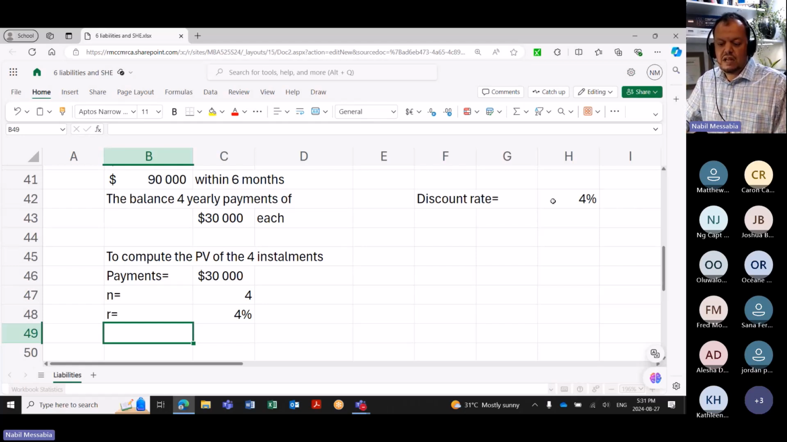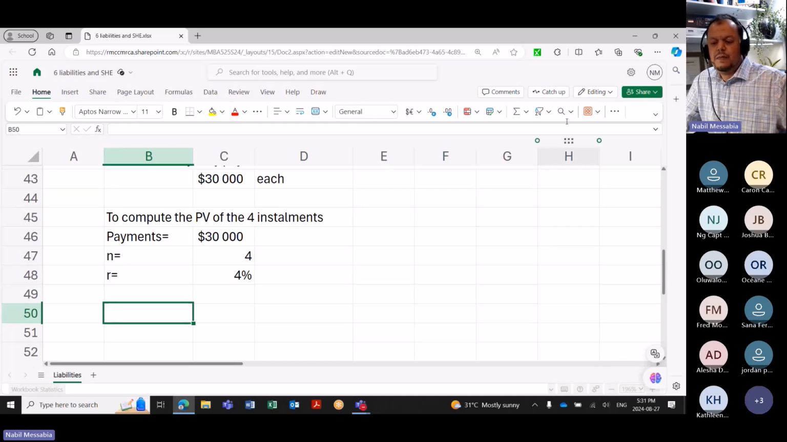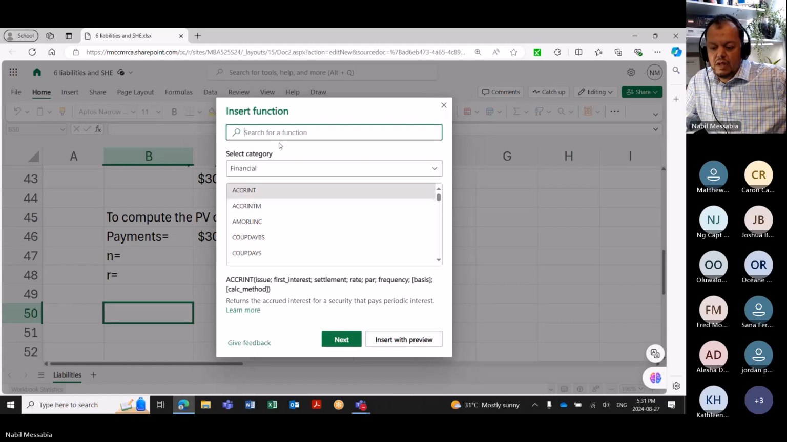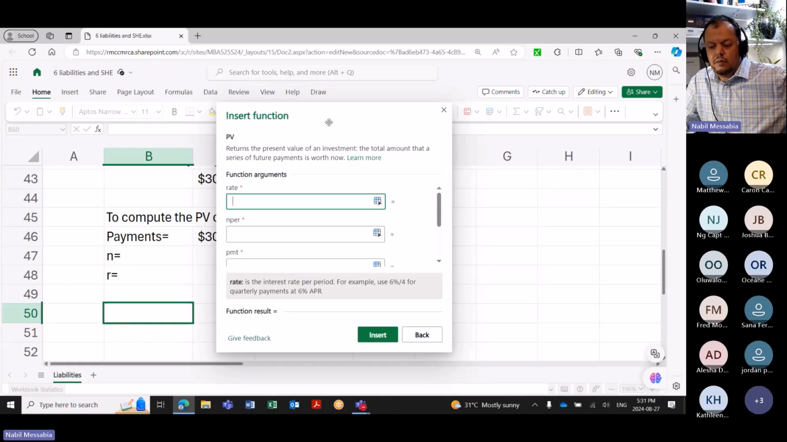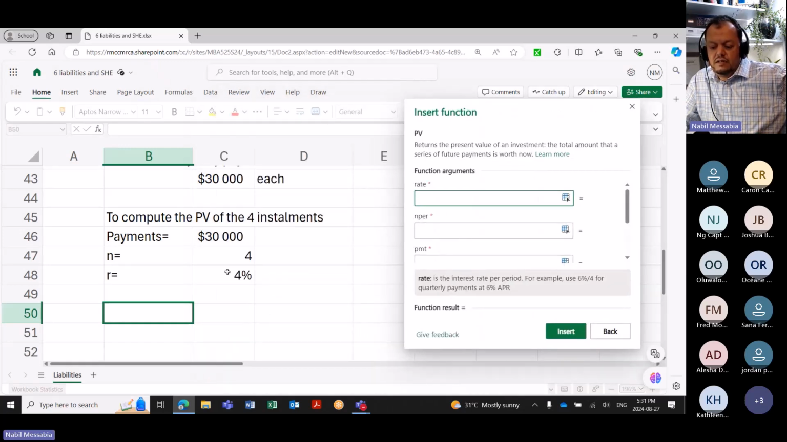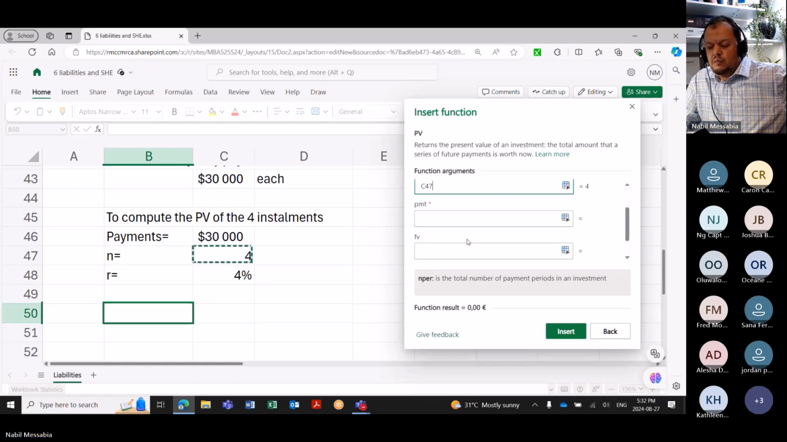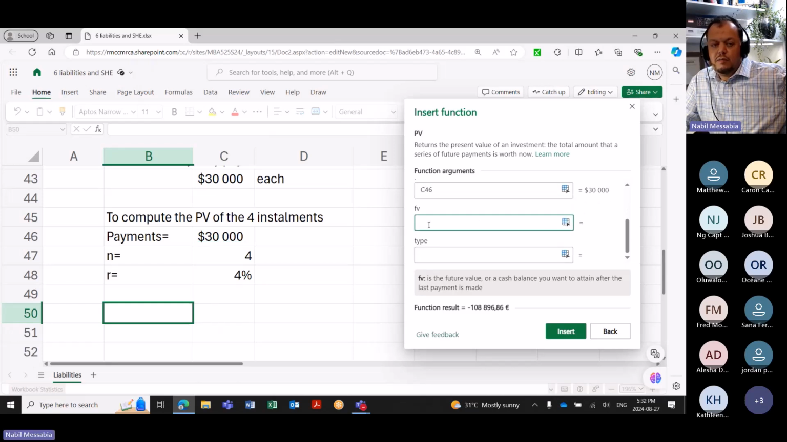So then I apply the PV, the same formula. Go to formulas, and I can also just search it directly here instead of going to PV, and then I simply fill out the form. Rate 4%, number of payments 4, payment amount 30,000, future value how much? What should I put here?